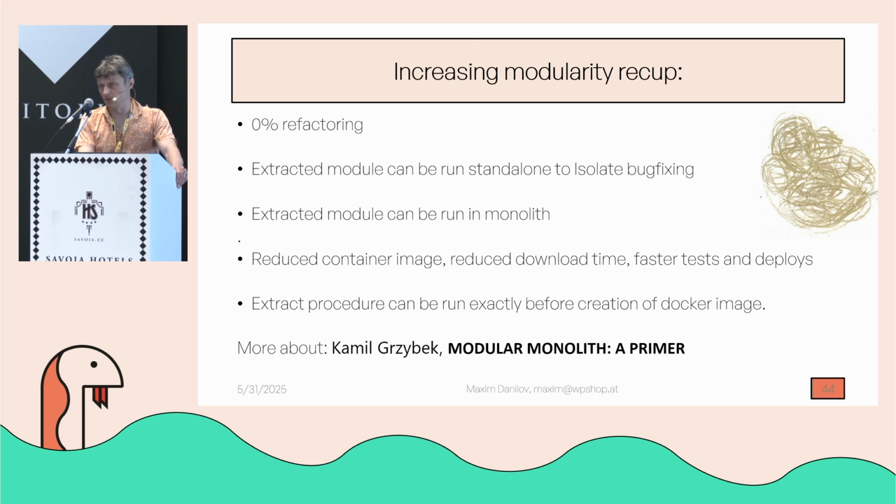The extracted module can be run in the monolith because it's still part of the monolith. We have also reduced the container image size. We have reduced download time, and gotten faster testing and deploys, and it's cheaper if we host on the cloud. And we can extract one procedure or one entry point and run it exactly before creation of the Docker image. You can read more about it in the excellent blog cycle from Camille Fournier, Modular Monolith.